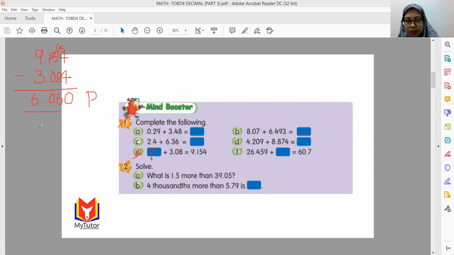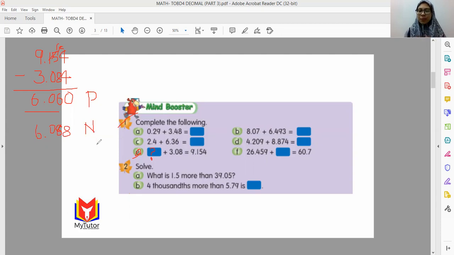Nadra? Nadra is 6.088. Okay, Nadra. Hannah, what is your answer? Oh, you're still doing it. Okay. It's okay, Hannah.